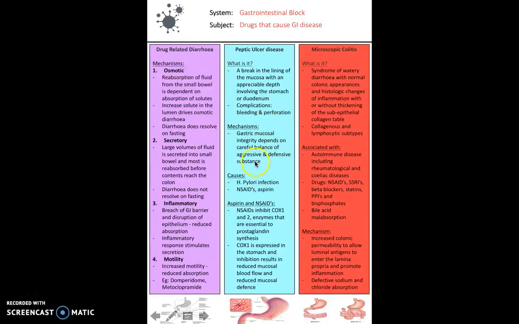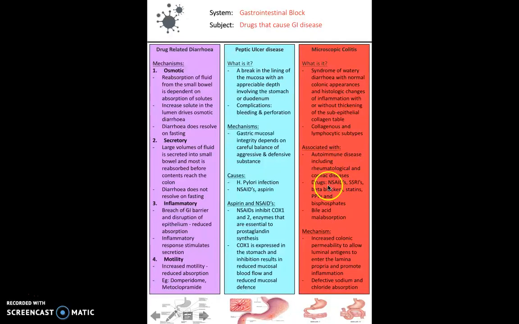So there are several ways that this could happen. So H. pylori infection is a massive cause of peptic ulcers. So are NSAIDs and aspirin. So NSAIDs and aspirin are obviously related to these drugs that cause GI disease. And then we can have microscopic colitis, which is a syndrome of watery diarrhea with normal colonic appearances and histological changes of inflammation, with or without thickening, essentially, of the subepithelial and collagen table.